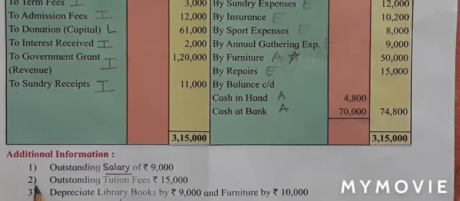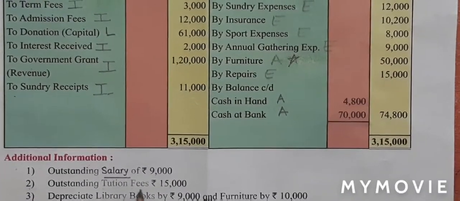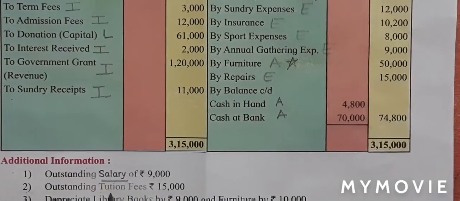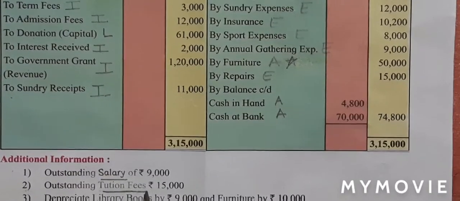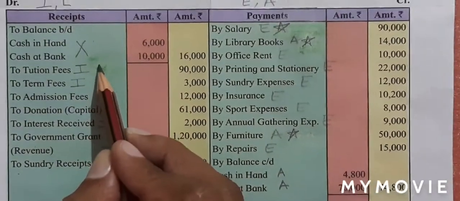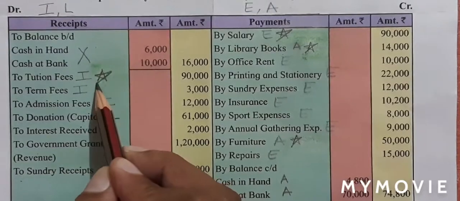Next is adjustment number 2. Outstanding tuition fees rupees 15,000. So I will mark a star for tuition fees. On the receipt side, I have tuition fees, and I'll mark a star.